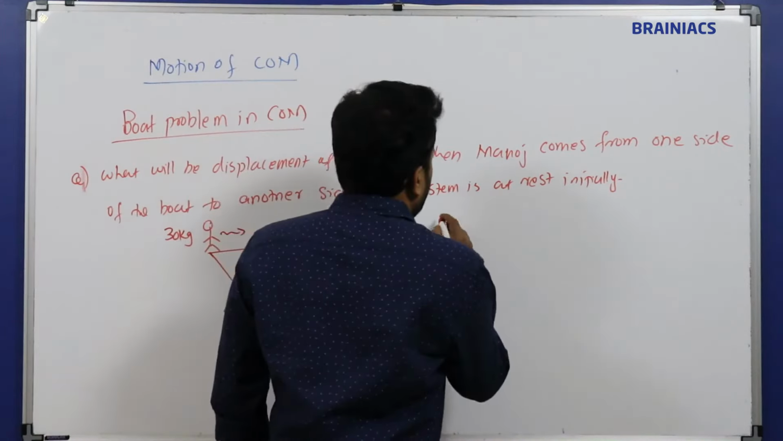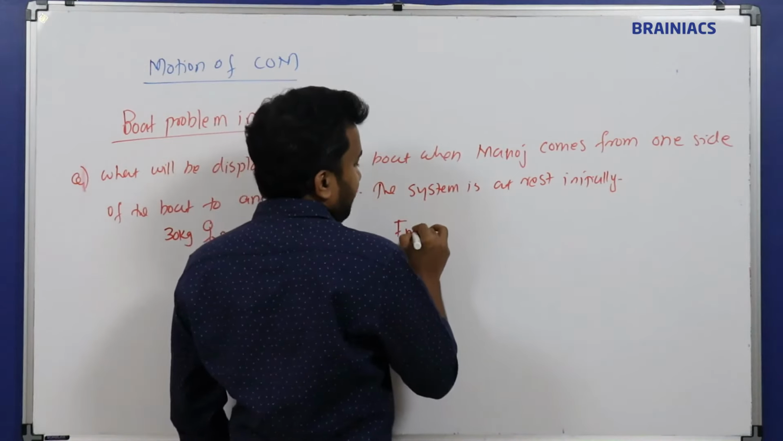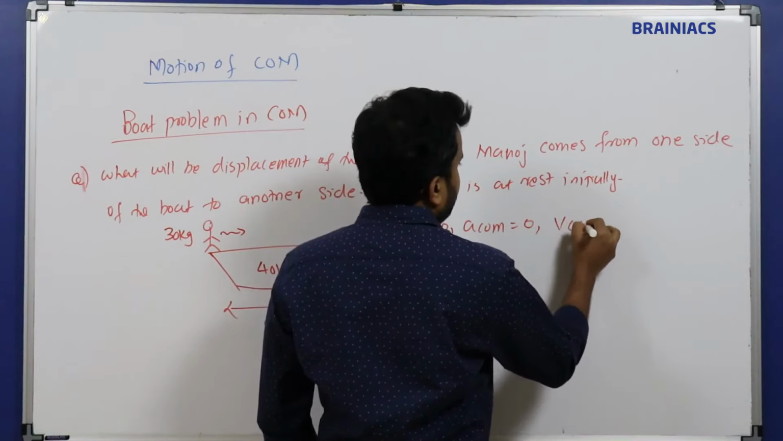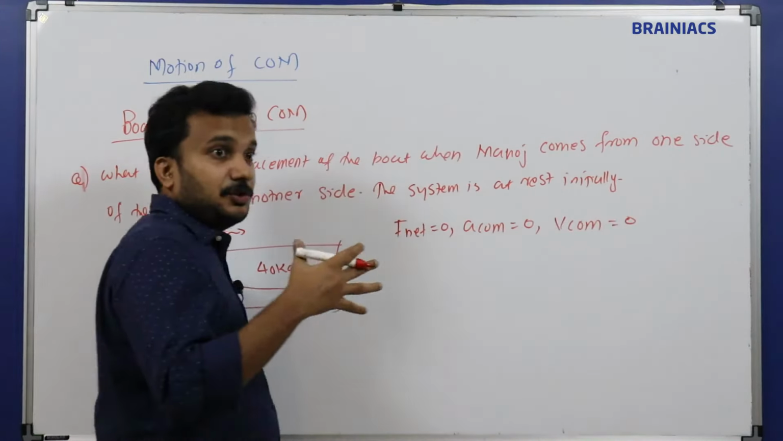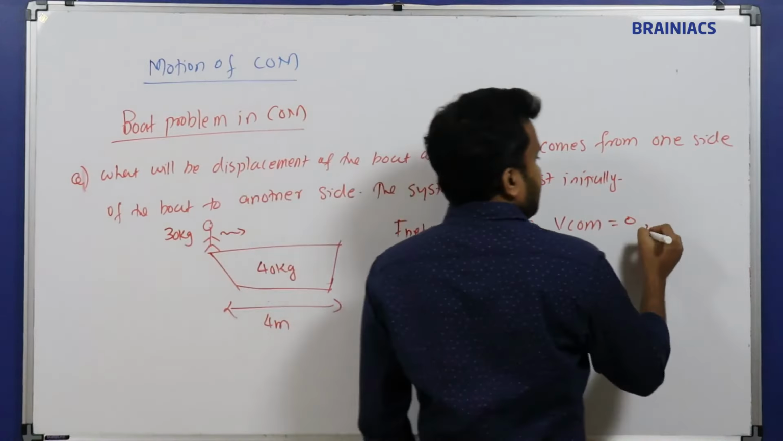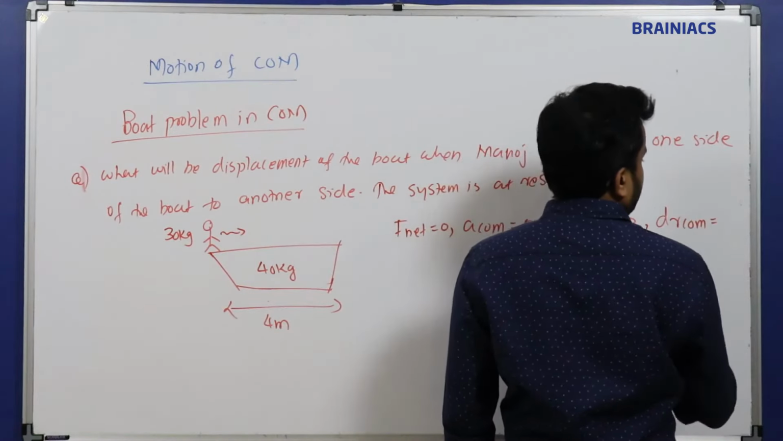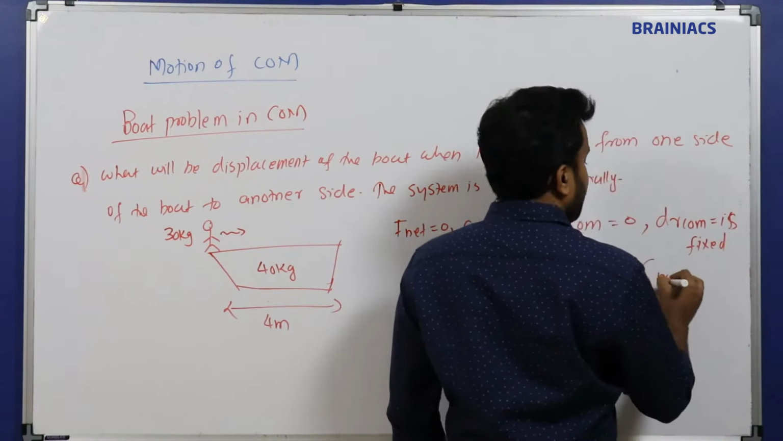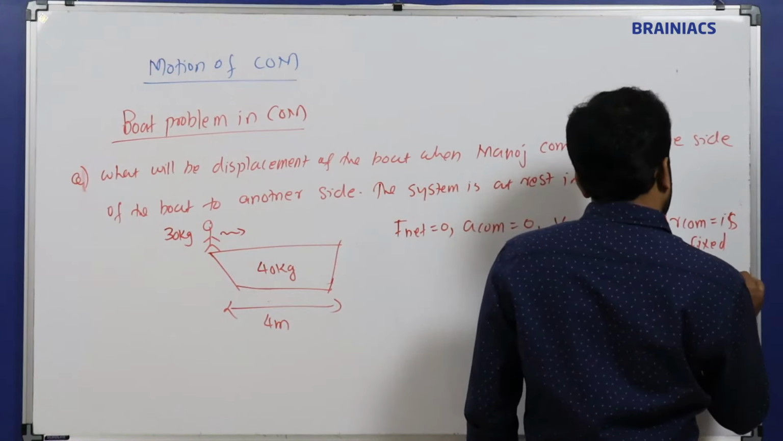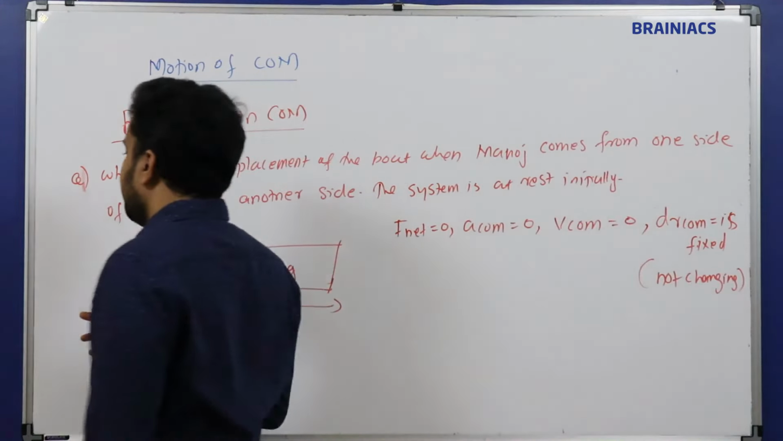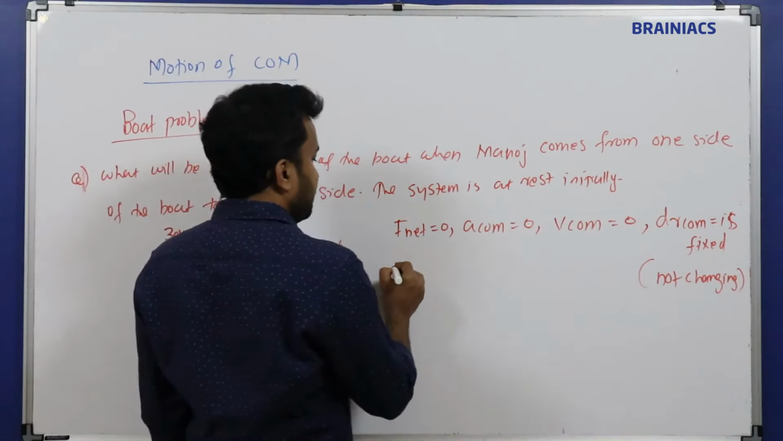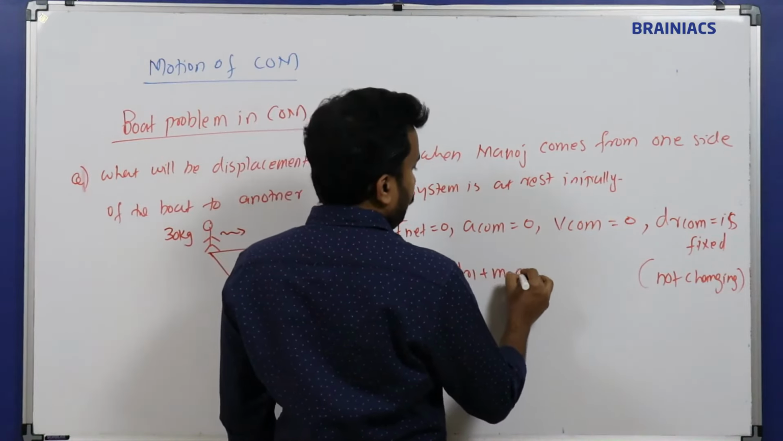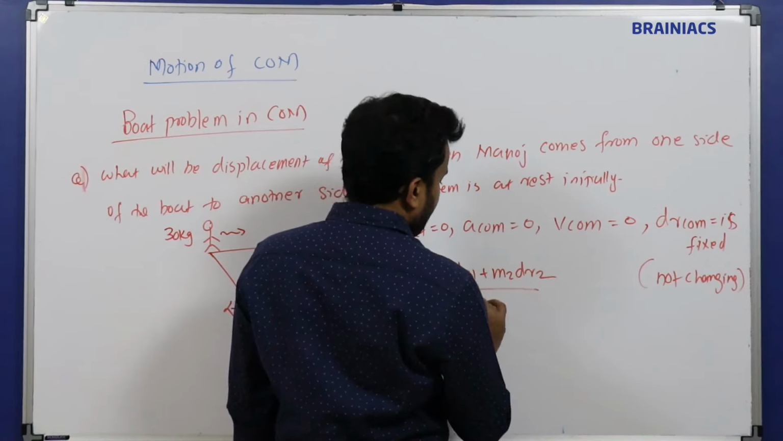So remember one thing, the system is at rest initially means F net, no force acting on the system, acceleration of the center of mass equal to 0, velocity of the center of mass equal to 0. If velocity is 0 means position is not changing, I can say drcom is fixed, means not changing. If drcom is fixed or not changing, I can say that is equal to 0: m1 dr1 plus m2 dr2 divided by m1 plus m2.